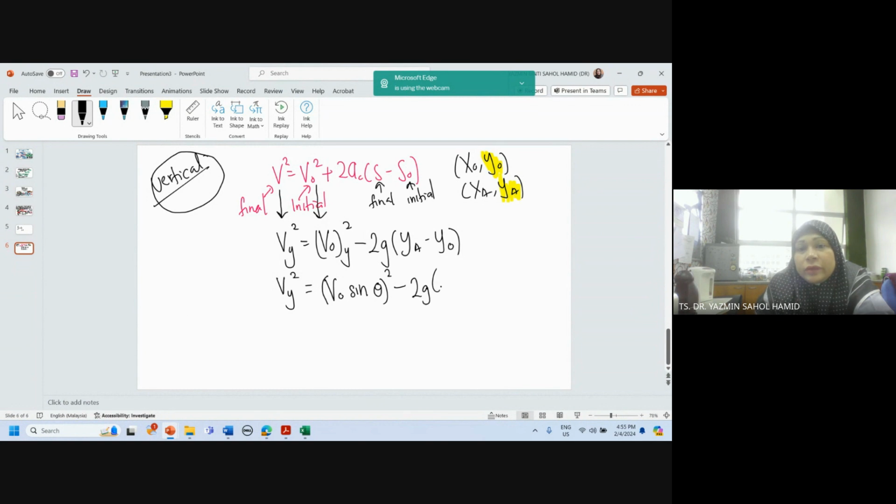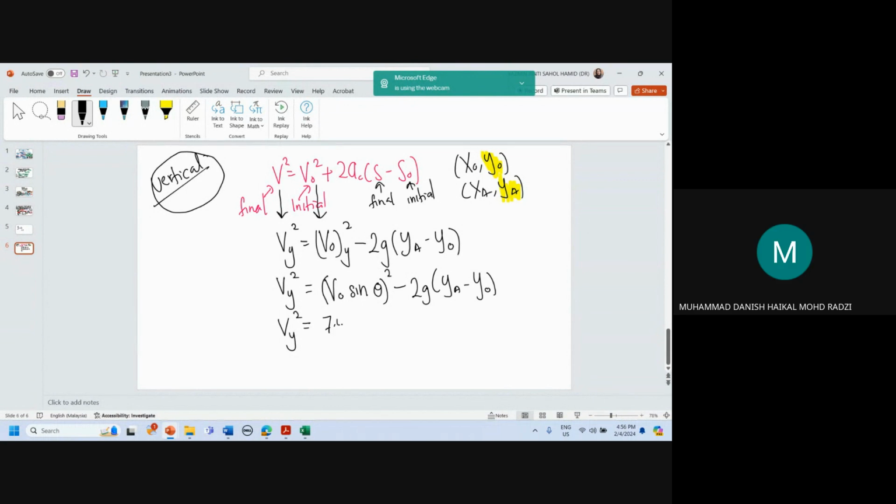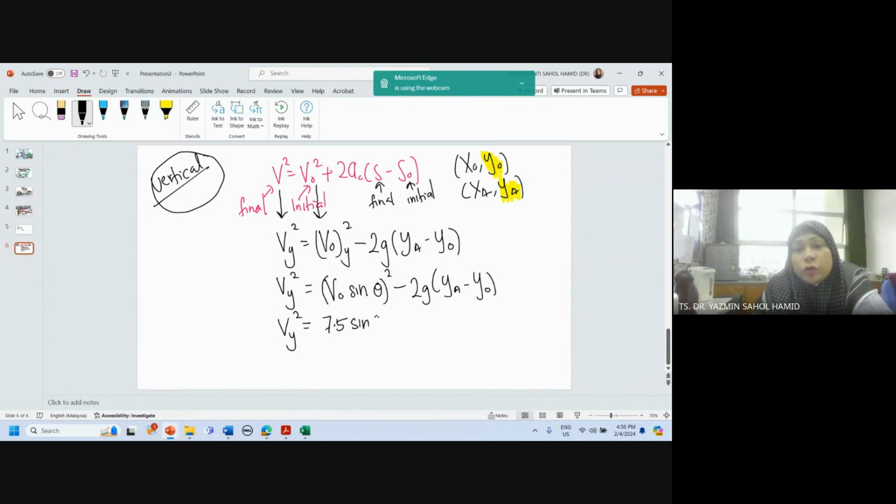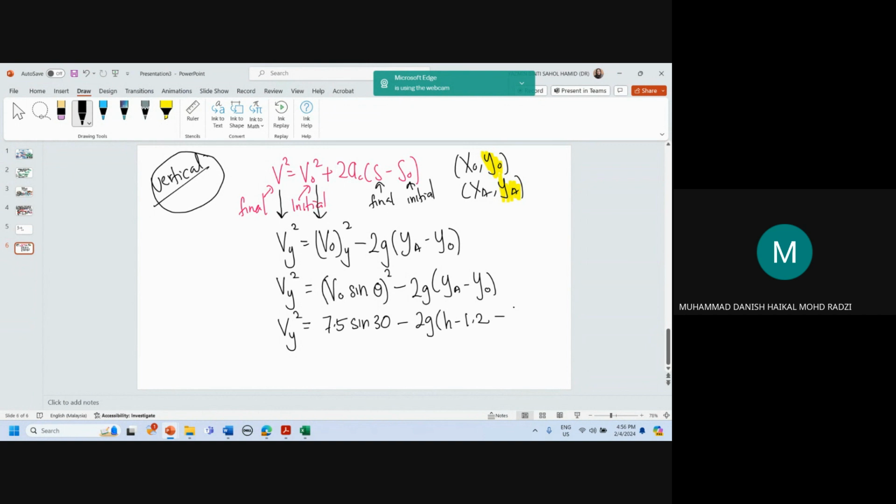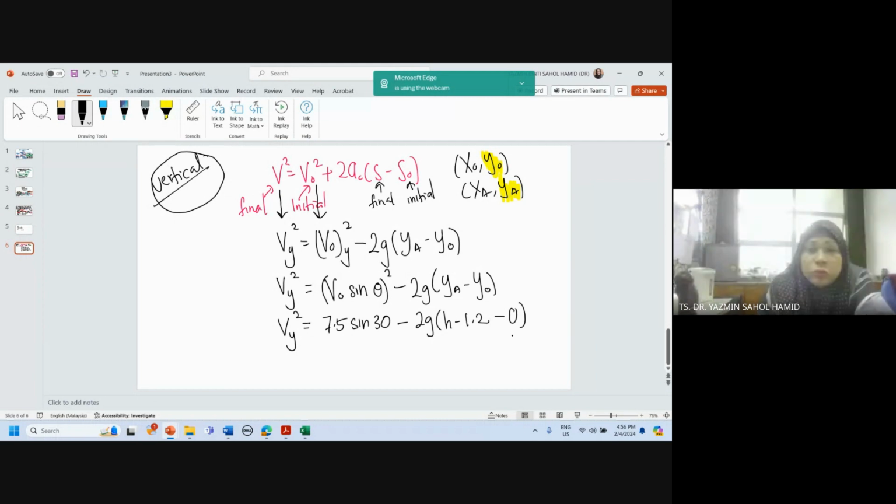I'm doing it one by one, very detailed, so you don't make mistakes. I know you can proceed to just replace it, but then again, a mistake can happen. So I'm going one by one just to show you. But later on, when you do the exercise many, many times, you should not have any problem. So what is YA? H minus 1.2. What is Y naught? 0.